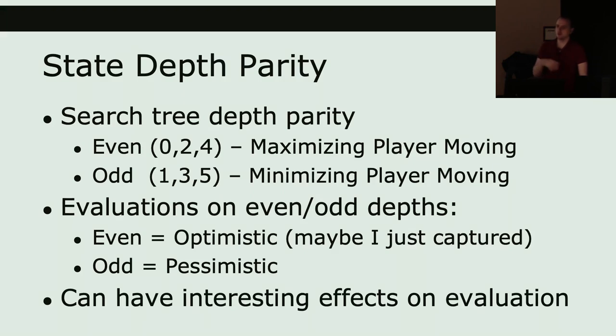So for example, what some people do is instead of going depth 1, depth 2, depth 3, depth 4, they'll go 1, 3, 5, 7, or 0, 2, 4, depending on whether you want optimistic or pessimistic evaluations. Again, there's nothing super mathematical that I can say about that here, and I can't prove anything, but you can see how that may intuitively have an effect.